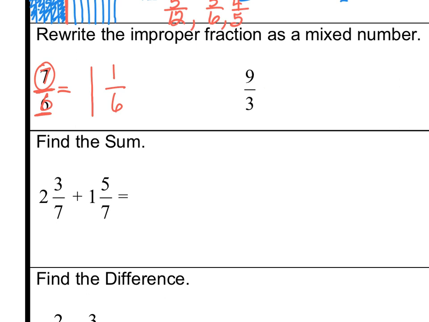But look at this one. We're talking about thirds now. So for every 3/3, I can get a whole. And remember, this really means 9 divided by 3. And 9 divided by 3 is 3. I could pull 3 sets of 3/3 out of this 9/3. And because 3 times 3 is 9, I don't have anything left over. It's just the whole number 3.